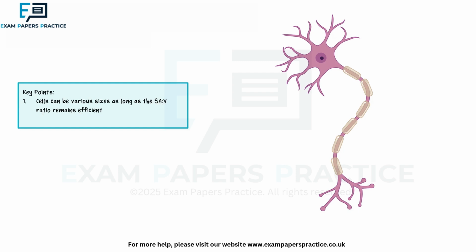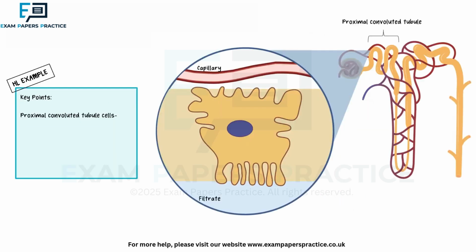We find that cells that are involved in exchange as part of their function typically have high surface area to volume ratios. One example of a cell that has evolved a high surface area to volume ratio because of its function to exchange materials is a proximal convoluted tubule cell. This example from the higher level content is a cell whose function it is to selectively reabsorb nutrients and solutes from the filtrate in the kidney.